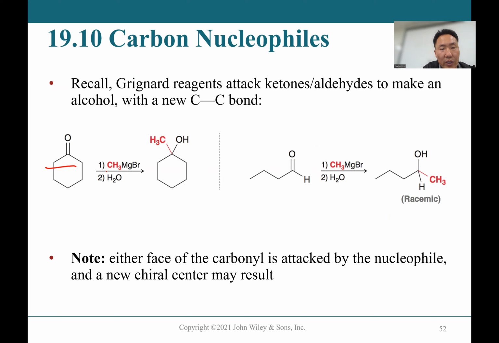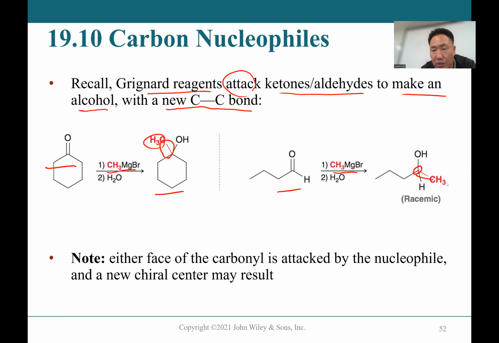So a ketone with a Grignard reagent generates a methylated alcohol. Also, this aldehyde with methyl magnesium bromide generates a product. So a Grignard reagent attacks a ketone or aldehyde to make an alcohol with a new C-C bond.